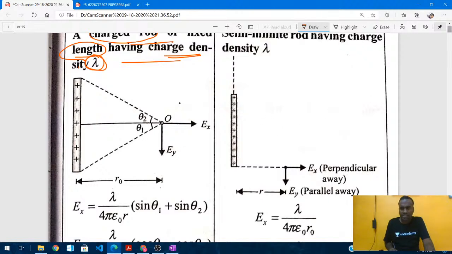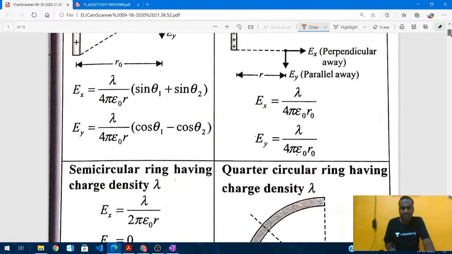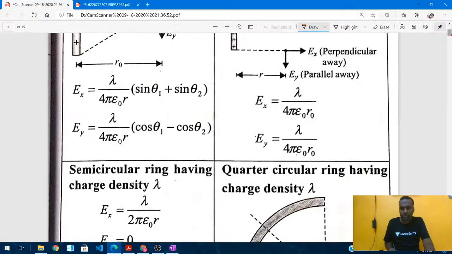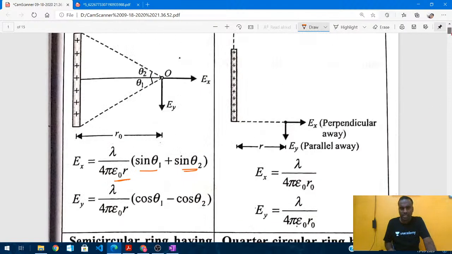So the electric field intensity due to a continuous charge distribution is lambda by 4 pi epsilon naught r into sin theta 1 plus sin theta 2. When it is a point charge, of course, we need to mention the charges. So the electric field intensity due to a finite length, having an x component as well as a y component: along the x-axis, lambda by 4 pi epsilon naught r into sin theta 1 plus sin theta 2. Along the y-axis, cos theta 1 minus cos theta 2.